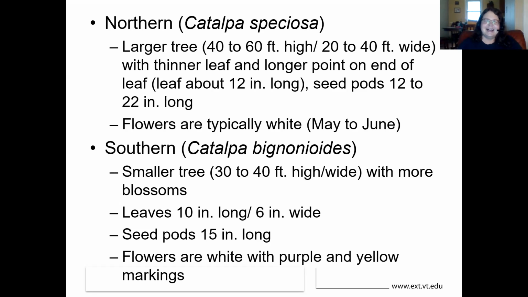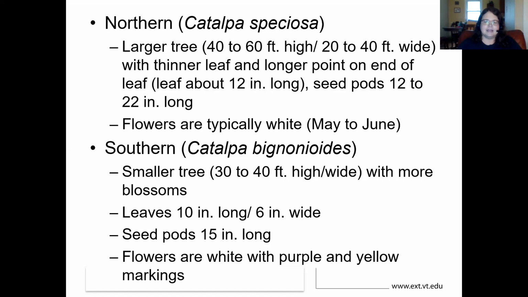But it's a very large tree. Getting back to the catalpa, it does have thinner leaves than its southern counterpart. They're a little bit longer, pointed on the end of the leaf. So the leaf's about 12 inches long. And it's a simple leaf, so it's not compound. We talked about what simple and compound were in part 1 of the class. Seed pods are 12 to 22 inches long, so they look like long bean pods. You can just imagine 22 inches long is pretty good. And flowers are typically white, May into June.